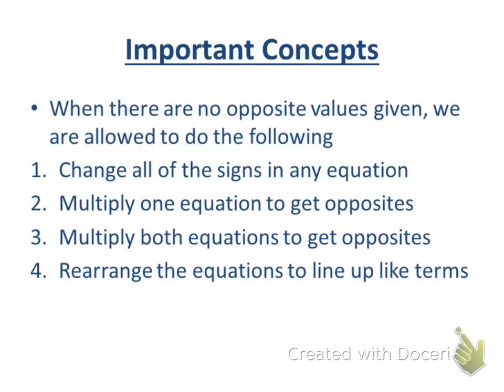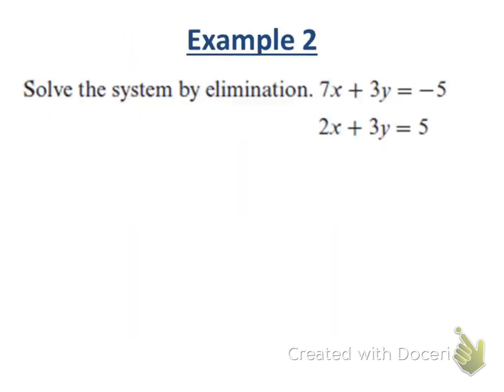Okay, so let's look at a few more examples. You ready? Next one. 7x plus 3y equals -5.